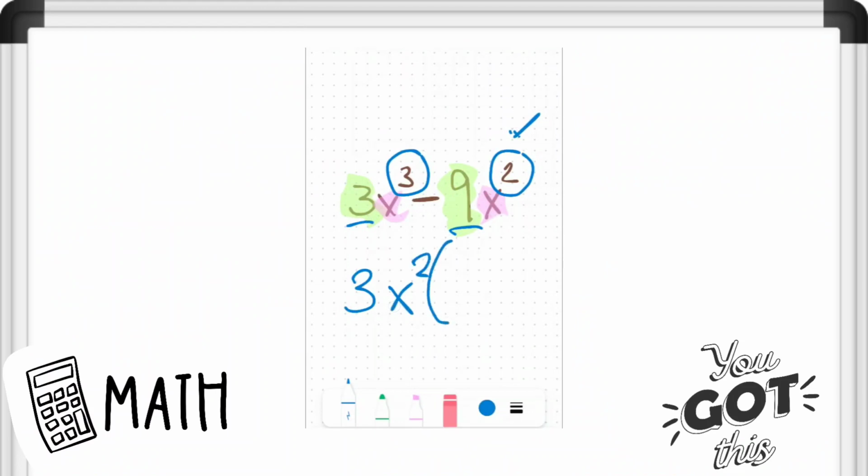Now again, we divide everything. So 3 and 3 cancel each other out. X to the power of 3 divided by x to the power of 2 is just x. Minus, because we took out a plus over here. And 9 divided by 3 is 3. And the x squares cancel each other out. And that's your final answer.